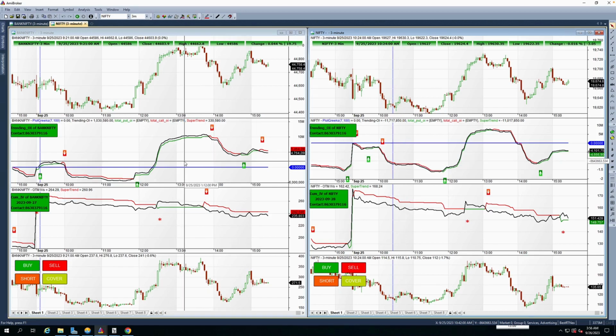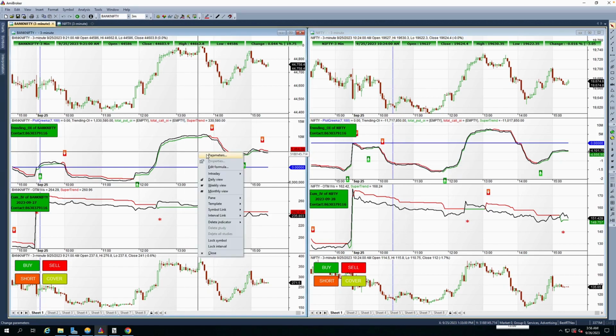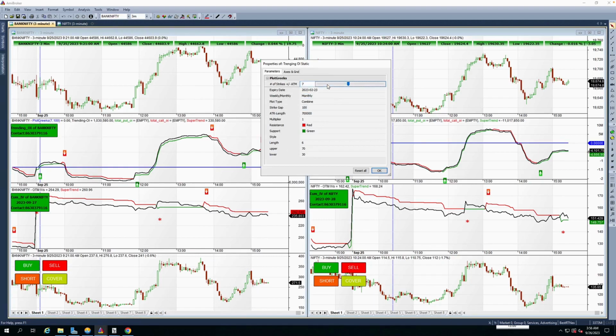You can go with the trend very easily using this indicator. So this is all about trending OI, and you can select the number of strikes you want. For now I've kept it 7, and you can change expiry also. This number doesn't matter much. The chart looks similar. If you take 2, 3, 10, it also doesn't matter.